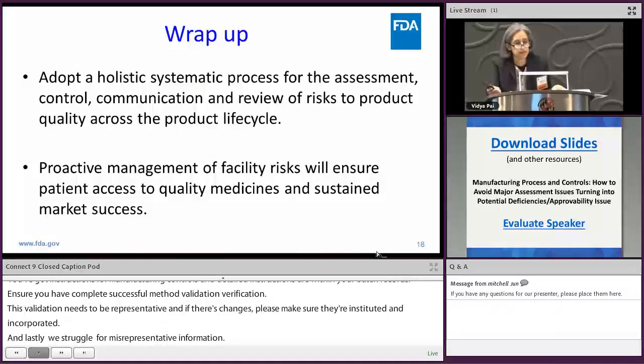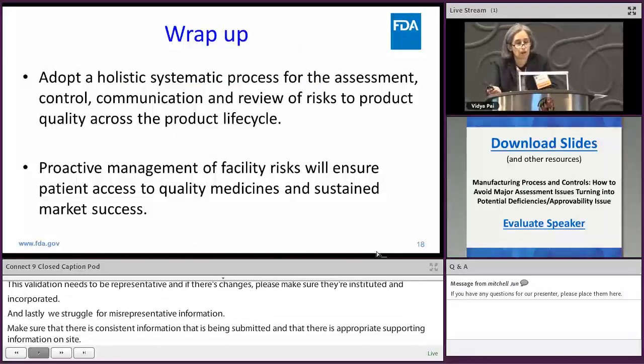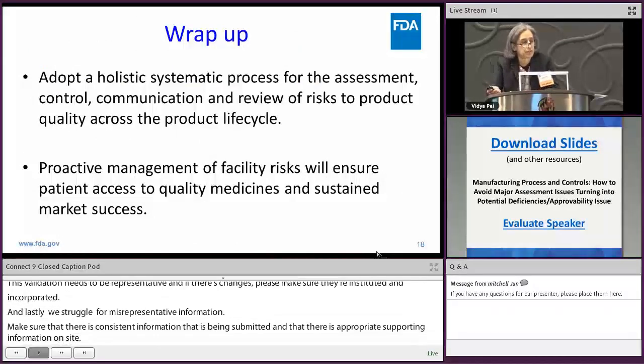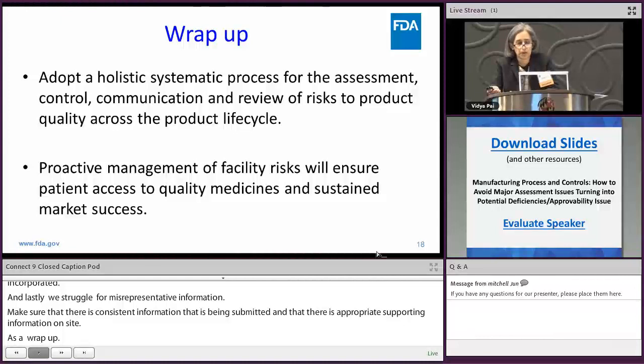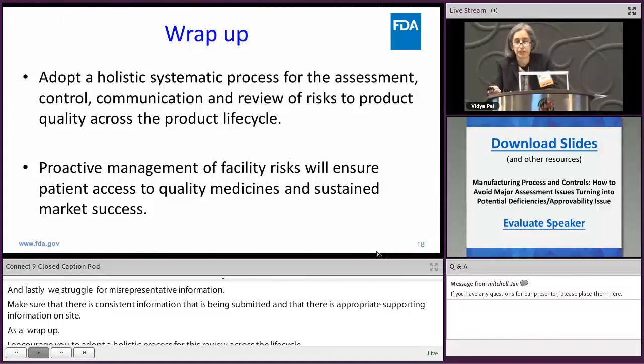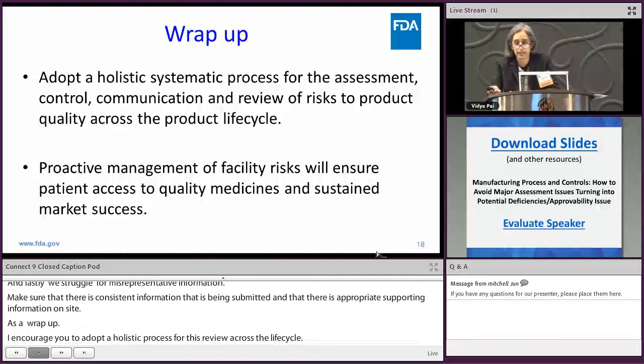So as a wrap-up, what I would encourage you to do is to adopt a holistic, systematic process for the assessment, control, communication, and review of risk to product quality across the life cycle. And secondly, take a proactive approach towards management of facility risk, and that will ensure patient access to quality medicines and sustain market success.